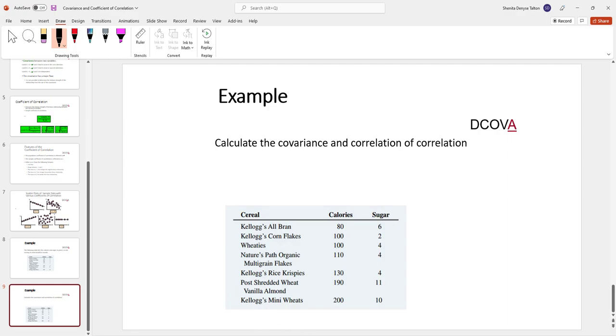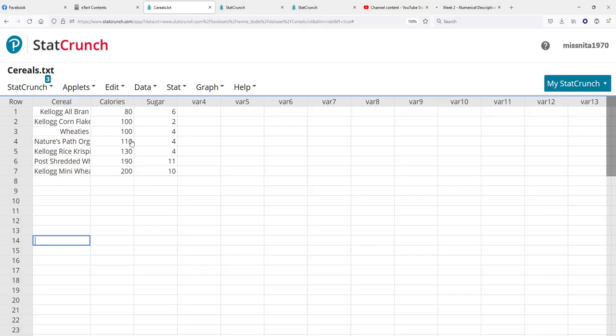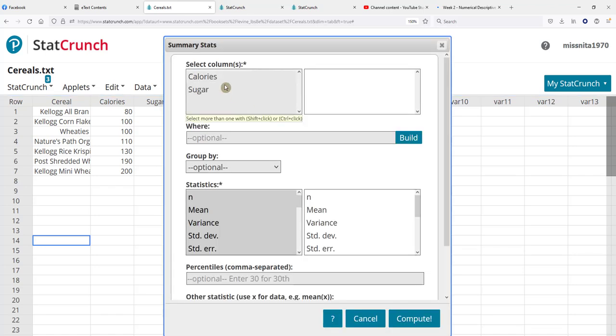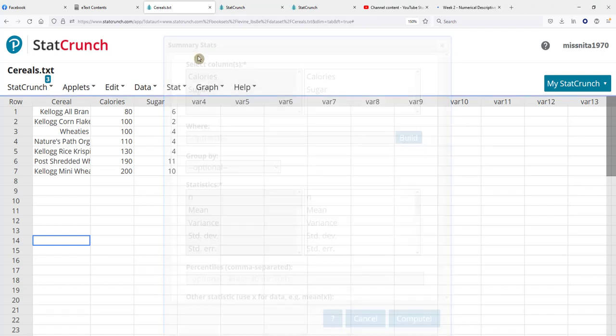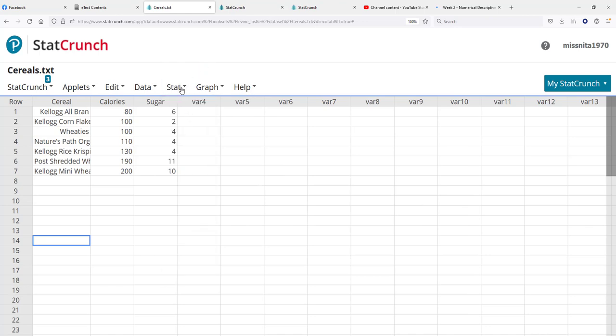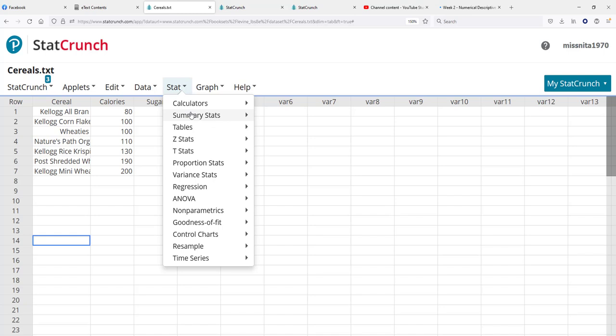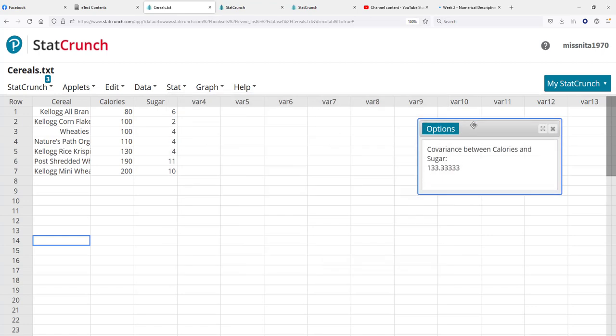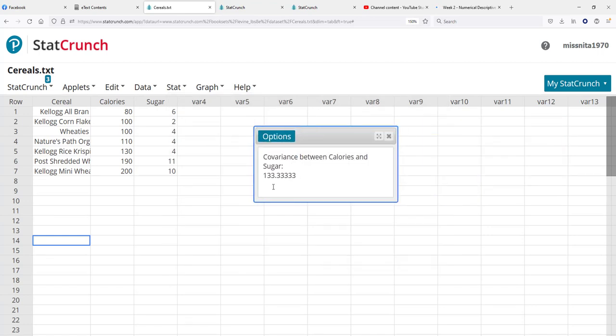So I will show you how to do this in StatCrunch. I already have my variables listed. So what we will do is we're going to go to Stat, Summary Stats, Columns. We're going to select calories and sugar. Oh no, I'm sorry, that's not what I wanted. I want Stat, Summary Stats, and I want to go down here to Covariance. I'm sorry about that. We want covariance. So if we click on that, now we can select calories and sugar and hit compute. And it gives me a value of 133.33.